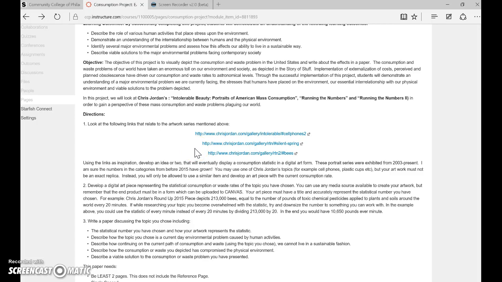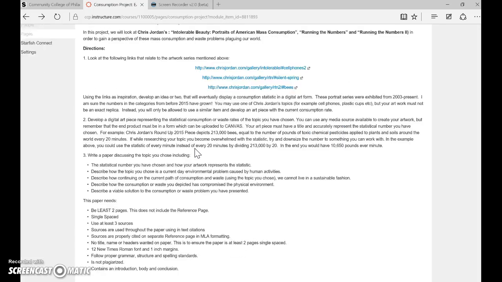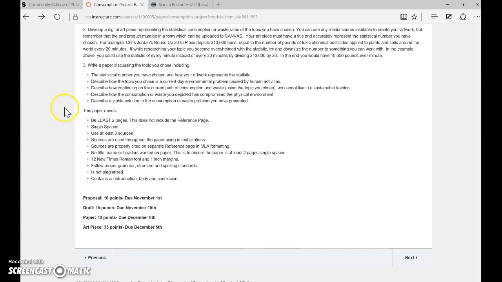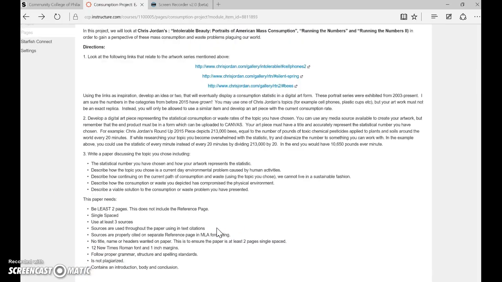The second part would be that you write a paper about that, okay? A 2-page paper. All the specifications about the paper are here. You can see this here. Also, you'll see that down here. Now, the proposal was supposed to be due November 1st. I moved that back, okay? So it will no longer be due November 1st. I moved that date back to November 15th.